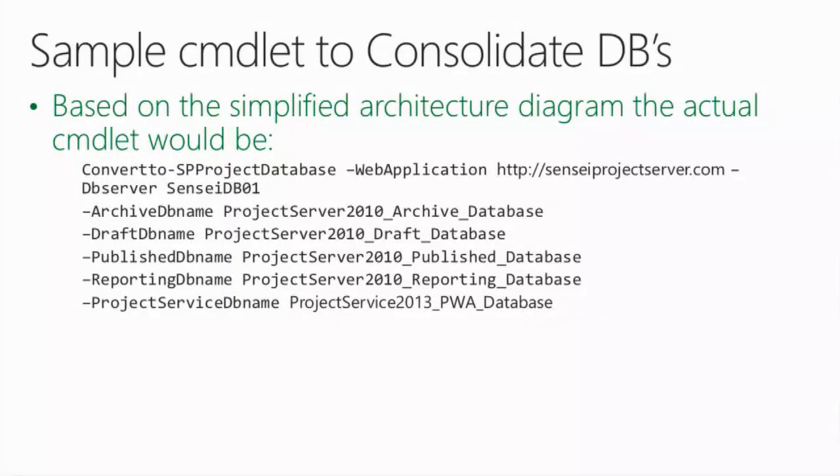That's the web application in that sample architecture we looked at. The database server is Sensei DB01. And then the database names follow what we showed you before in those slides: the archive database name, Project Server 2010 archive, draft, published, reporting, all the way down the line to the last one, which is the Project Service database name, the new one we're going to be creating, and that is Project Service 2013_PWA.